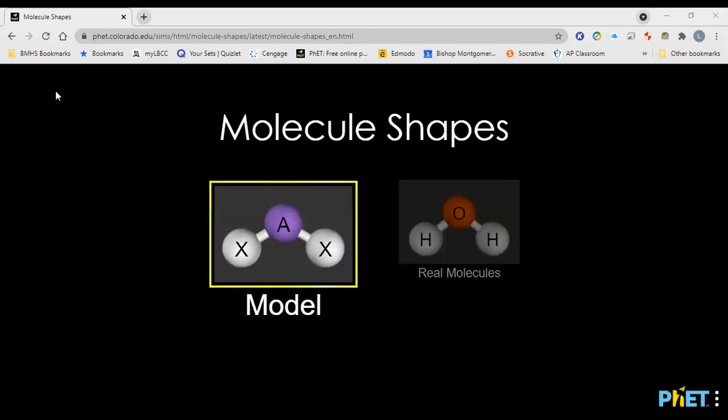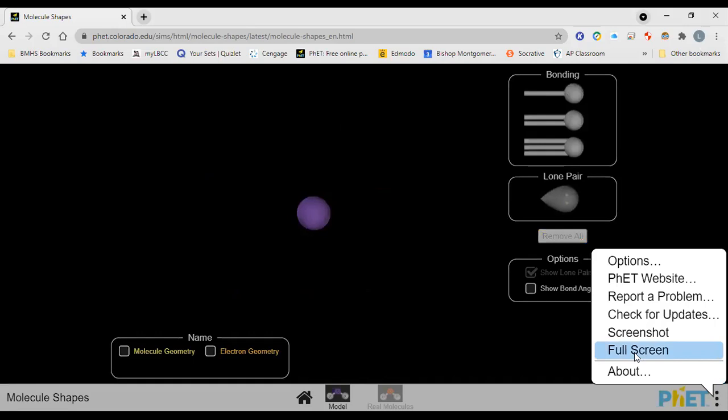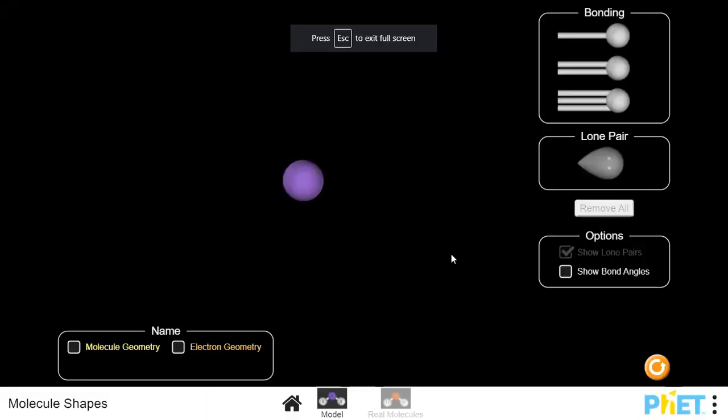Hopefully you were able to use the PhET lab. First thing, let's start out with the model, and I'm going to go ahead and remove the bonds here. If you notice, they give us the option, and I'm going to make this full screen. What they do for us is give us these bonding electrons. If you notice, we have single bond, double bond, and triple bond. Make sure you understand what we have here.